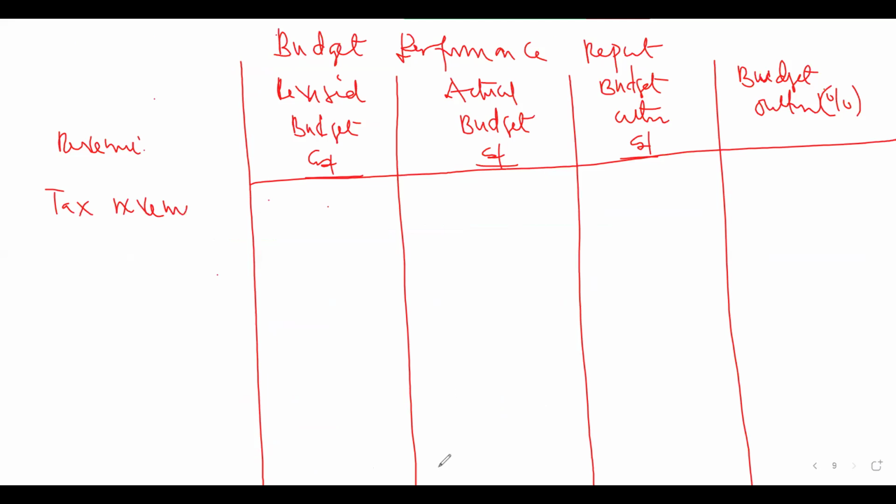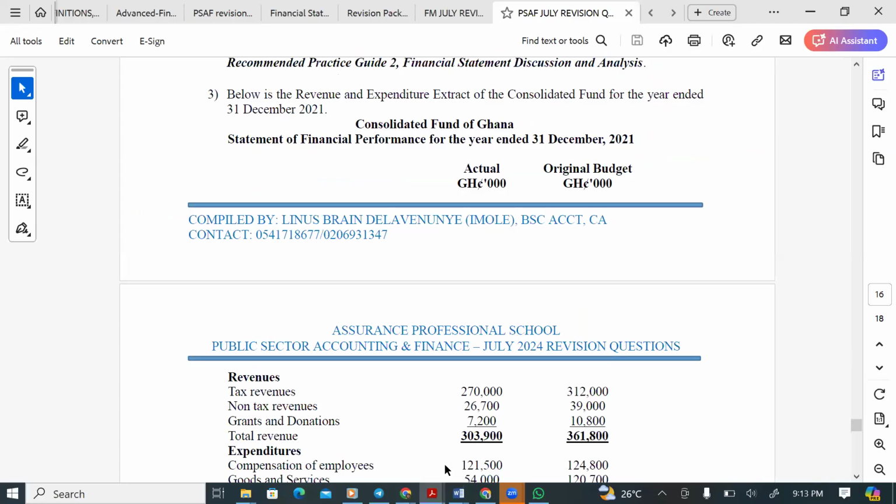Our revised figure will still be the original. The revised would be the original, so 312. Then we have the actual. They will give you the actual. So what is the actual amount? 270. Okay, 270.